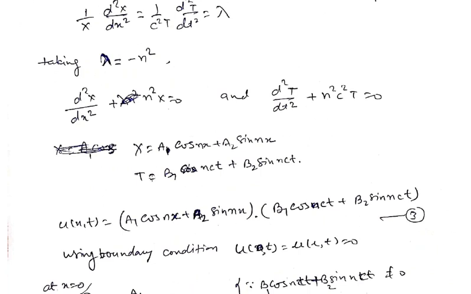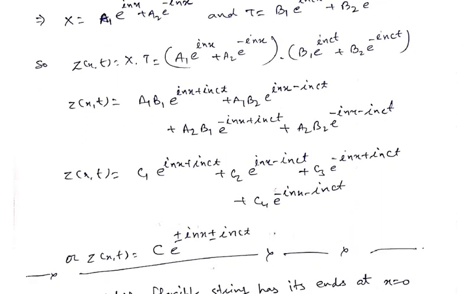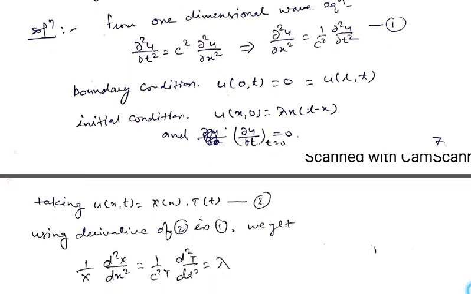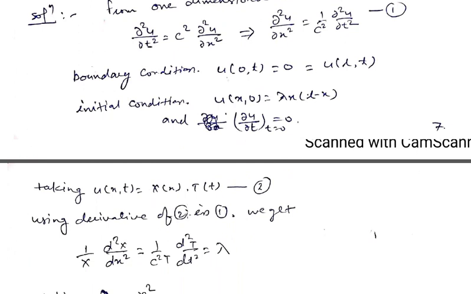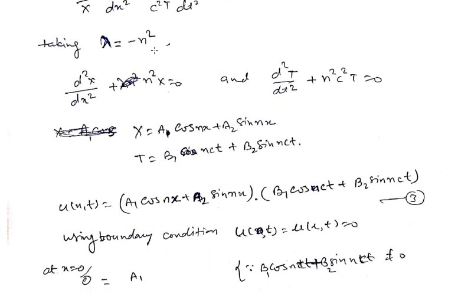Now we'll put these values of X and T in the assumed solution. As we assume u = X·T, we'll put this value in equation 2. We get u(x,t) = (a1 cos nx + a2 sin nx)(b1 cos nct + b2 sin nct). Now we will find the values of these arbitrary constants a1, a2, b1 and b2.